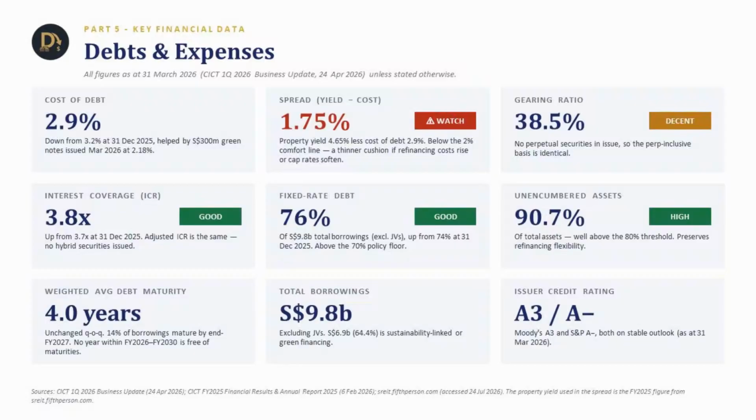We also have the credit ratings confirmed as solid. Moody's A3 and S&P A, both with stable outlooks. Furthermore, 64.4%, which is $6.9 billion of the total debt, is classified as sustainability-linked or green financing, which strictly verifies their capacity to meet financial commitments and proves their strategy of linking capital structure to sustainability targets to optimize debt costs. All right, moving to the next slide.